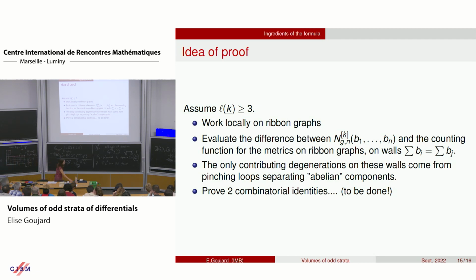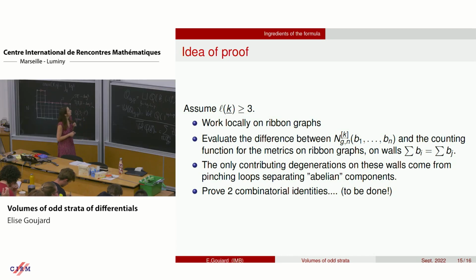Okay, so what is the idea to combinatorially compute these coefficients that I see in here? The first remark is that we really want to work with ribbon graphs. Once we know what happened for the degenerations of ribbon graph, we know what happened for square tile surfaces, basically. And what we want to do is to evaluate the difference between the polynomial that we know how to compute and the actual counting function for the matrix on these kind of walls. So I can have several equations like this. Okay, and this is really the goal.